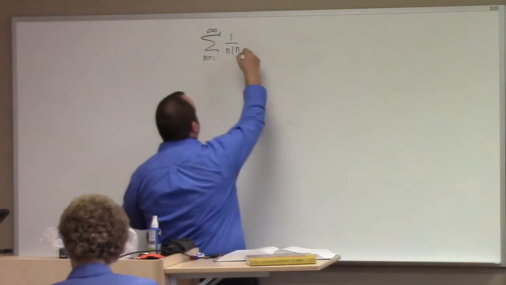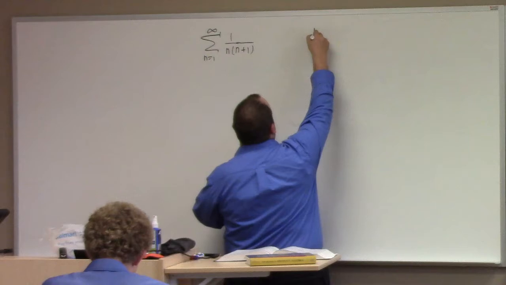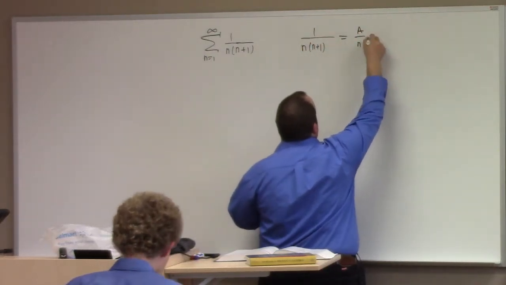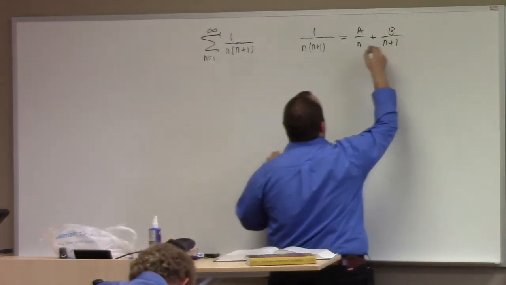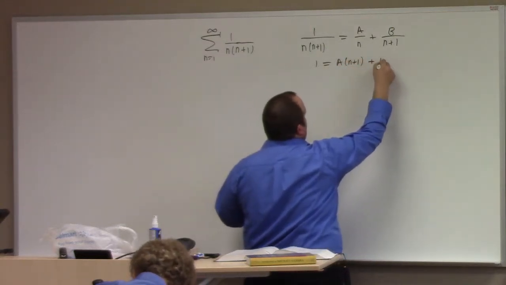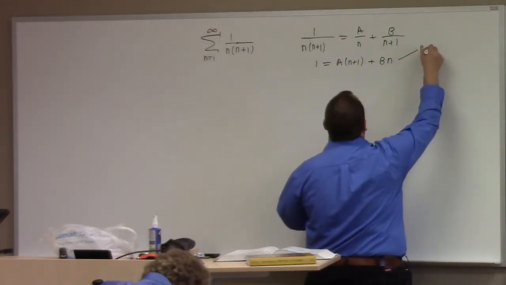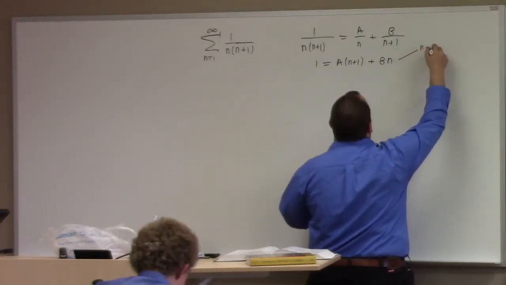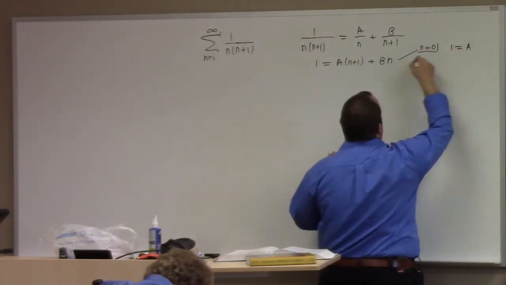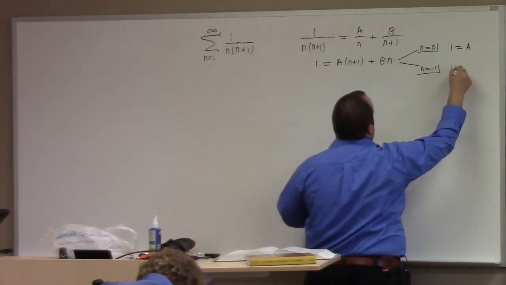So this one, sum n equals 1 to infinity, 1 over n times n plus 1. So if we look at 1 over n times n plus 1, that would be a over n plus b over n plus 1, which is 1 equals a times n plus 1 plus b times n. So you can see, let's see here, putting n equals 0 gives me 1 equals a. If I put n equals minus 1, I can see 1 equals minus b.